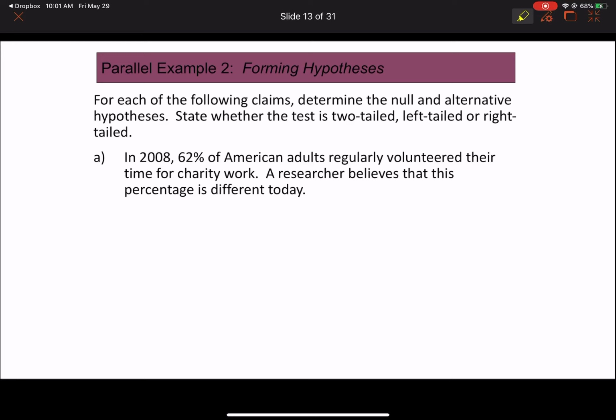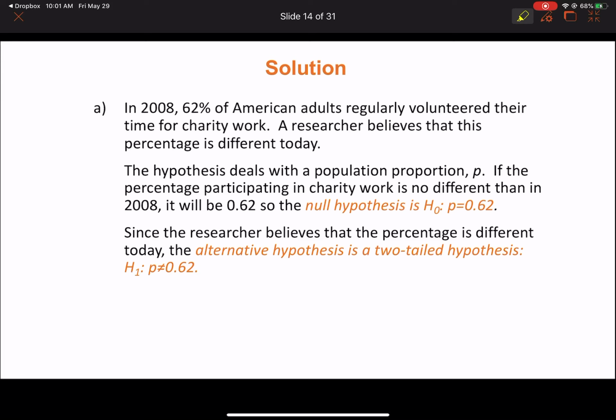So in 2008, 62% of American adults regularly volunteered their time for charity work. A researcher believes that this percentage is different today. So let's take a look at this. We're dealing with a population proportion. If the percentage participating is no different than in 2008, it will be 0.62. So the null hypothesis, this is how we would write it. H naught, colon, P equals 0.62. Because we are using a population proportion, we use P.